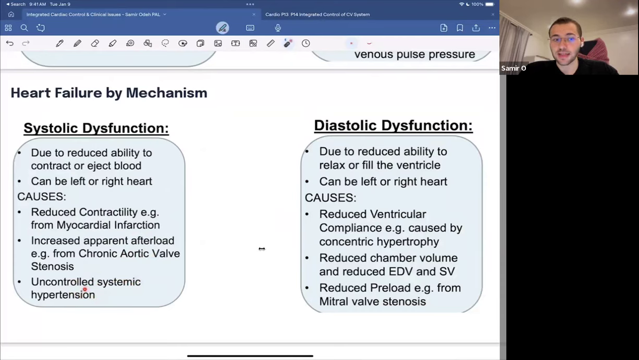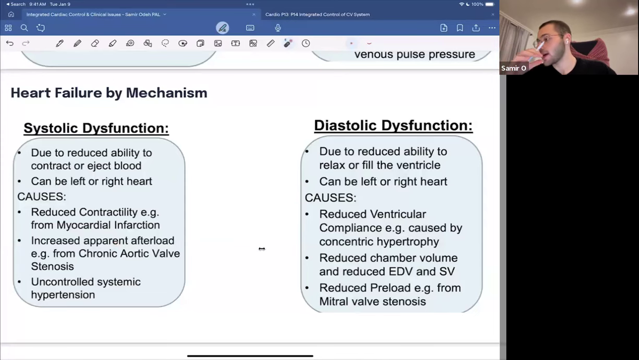What that means is that afterload is extremely high. So because the afterload in systemic hypertension is so high, the heart needs to work so much harder to overcome the aortic valve pressure to open the valve. This can cause failure of the heart because it's working so hard, it can actually damage itself. And the damage is most likely caused by ischemia.